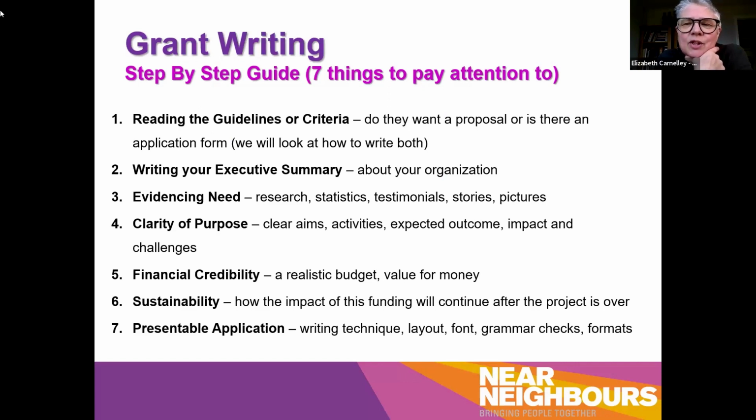Some small trusts, some small charities want you to write a proposal or a letter. So there's no application form. You have to write them a letter saying what you want to do, why you want to do it, how much you want. And that sounds really difficult. But again, in our toolkit on writing grant applications for projects, there is a really helpful example of the kind of letter you could write and what you need to cover in it.